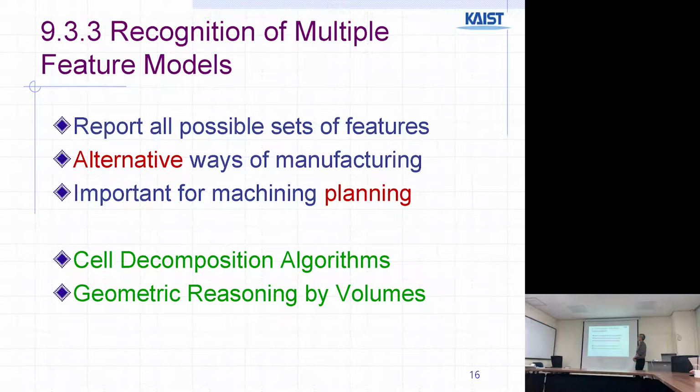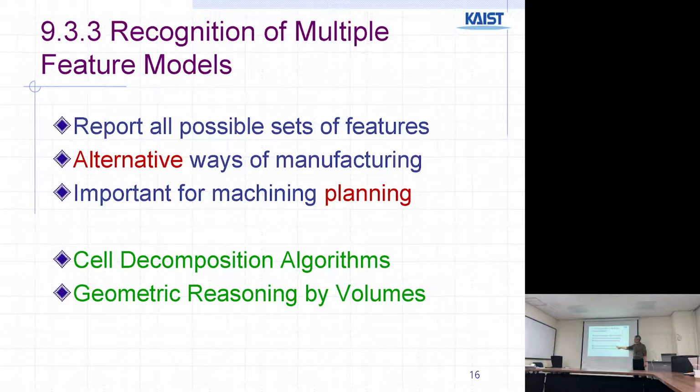Okay, another section is multiple feature models. They report all possible sets of features. And then you can have different ways of viewing, so alternative ways of planning from the full set of features, in this way or in this way. So alternative ways of machining. So it is good for machining planning, CAPP, process planning. Right? Process planning is machining planning.